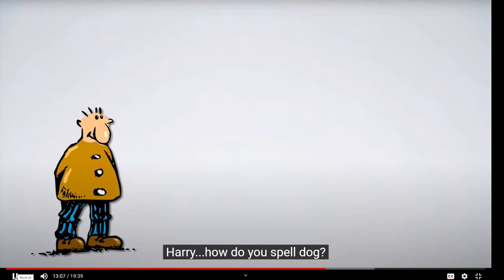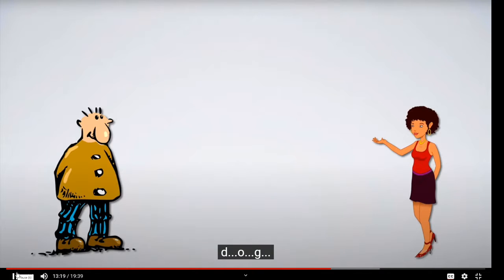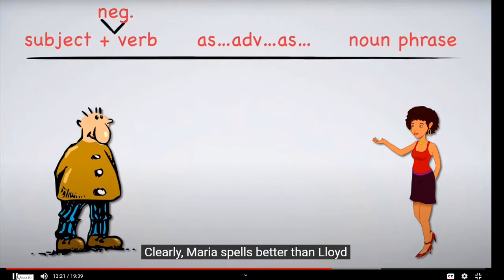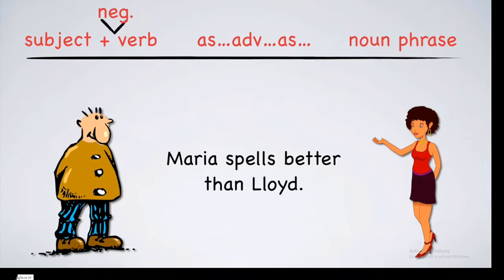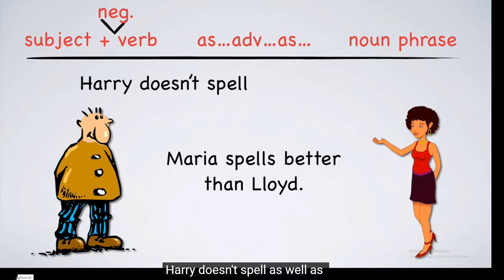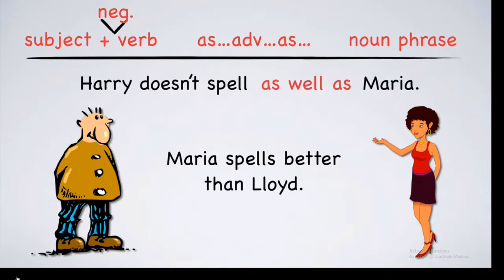Harry, how do you spell dog? I like doggies. Horrible. Maria, would you like to give it a try? D-O-G. Clearly, Maria spells better than Lloyd. Let's write the sentence using a negative verb. Harry doesn't spell as well as Maria.